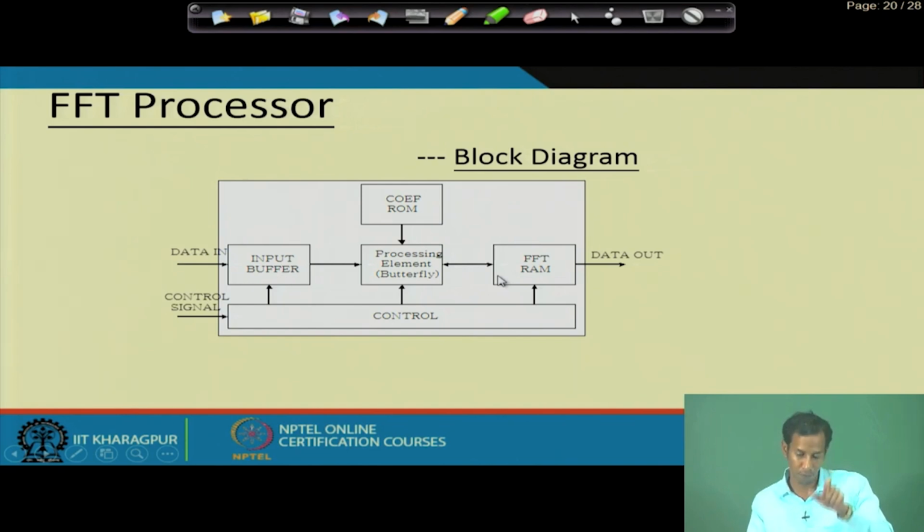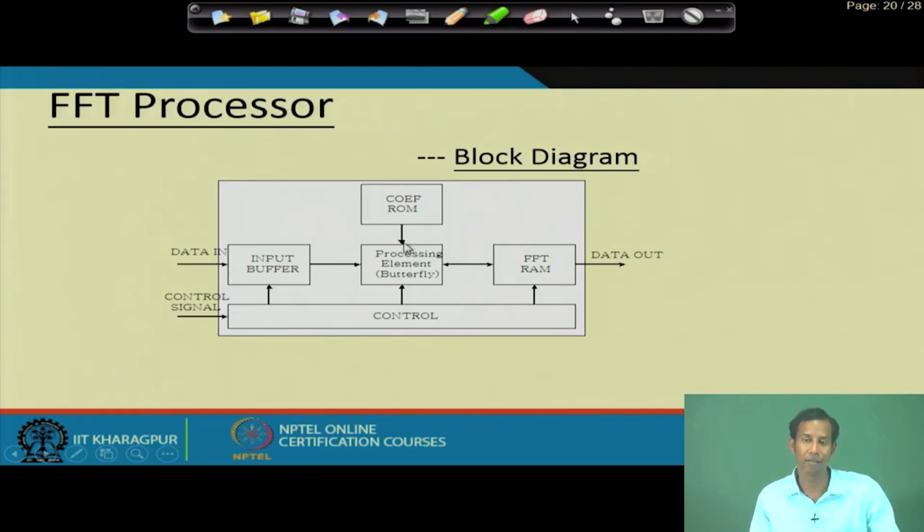That means for the first stage, suppose all the butterfly operations have been done, then those computed values will be used for the next stage butterfly computation. So at that time we have to store those intermediate values somewhere. That is why we use the RAM to store the intermediate values, stage wise. And stage wise these coefficients are also different, so they will also be stored in a read only memory.